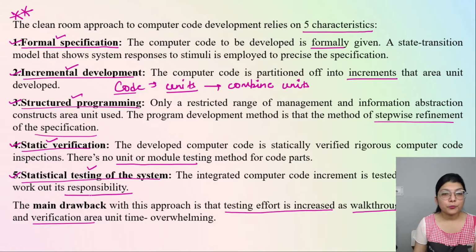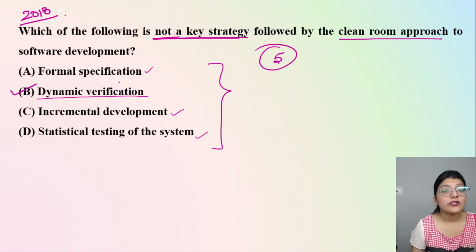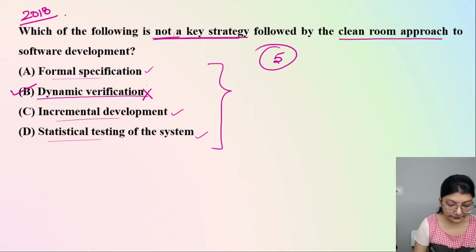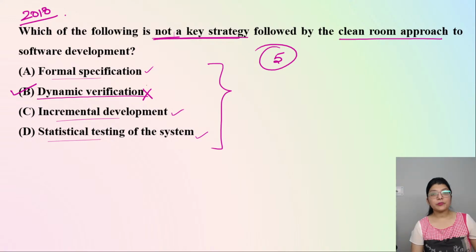These are the 5 points that you have to just keep in mind. Formal specification, incremental development, structured programming, static verification, statistical testing. ठीक है, and then they gave you the question which is not a key strategy. So you know that okay, formal was there, incremental was there, statistical was there, dynamic was the one that was not there. Clear? Yes, I'll share the PPT.